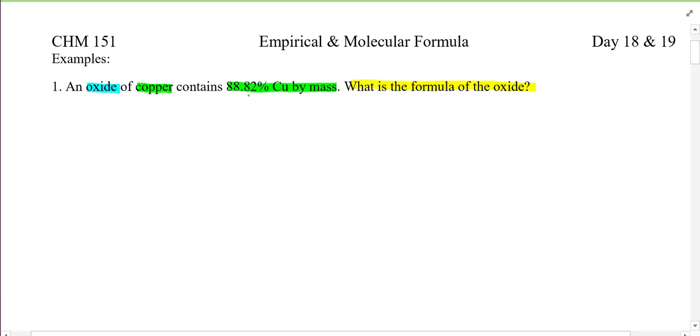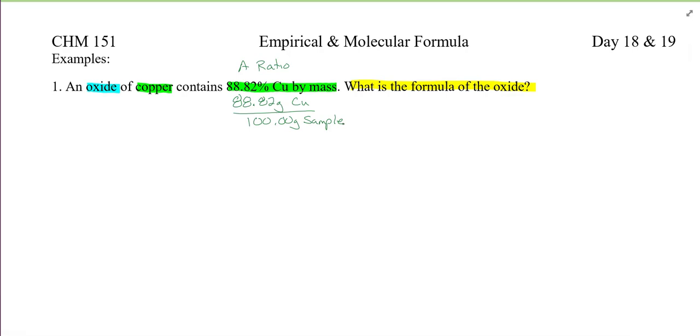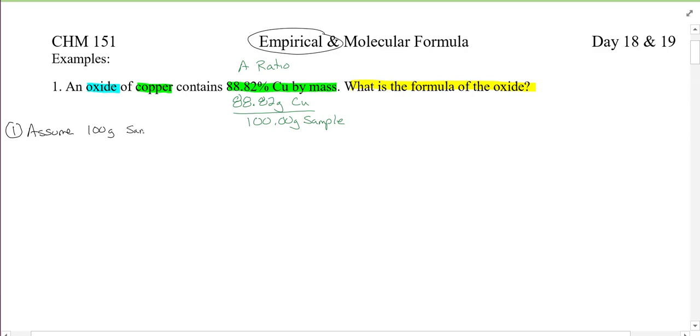When we look at this 88.82%, this is a ratio, correct? And that ratio means it's 88.82 grams of copper for 100 grams of sample. So now, for every 100 grams of sample, I have 88.82 grams of copper. The best way I can think of doing this, for step 1 in these types of empirical formula problems, is to assume we have 100 grams of sample.